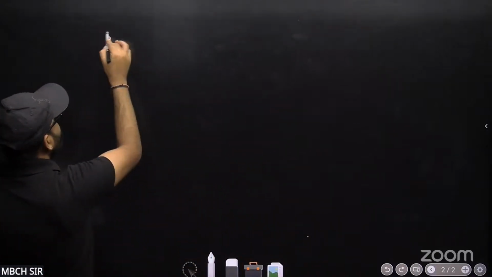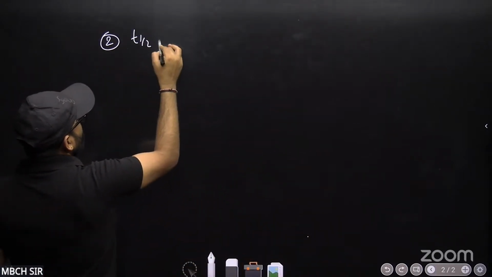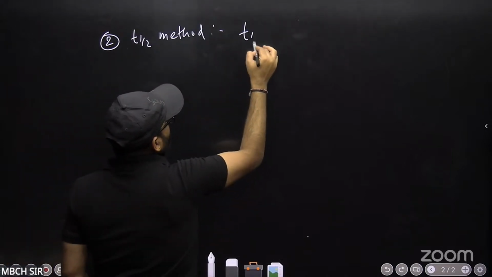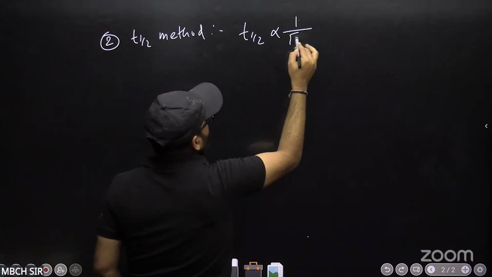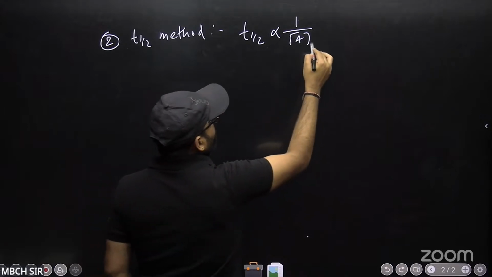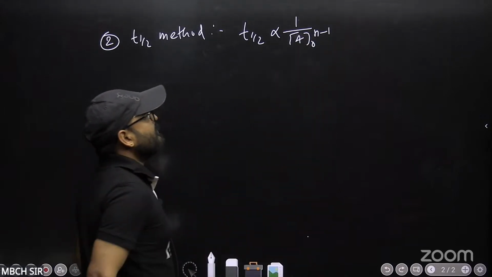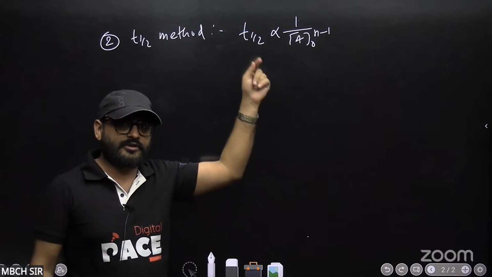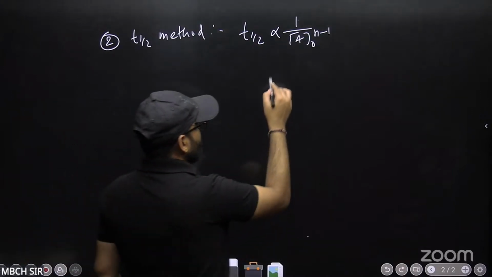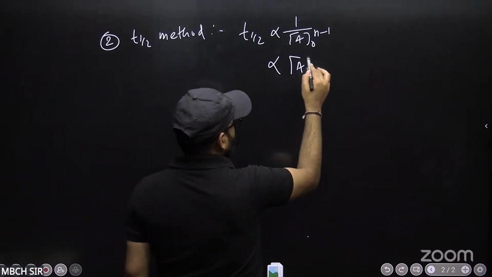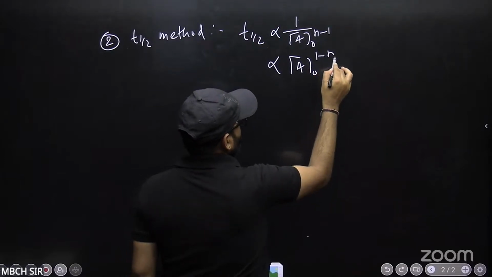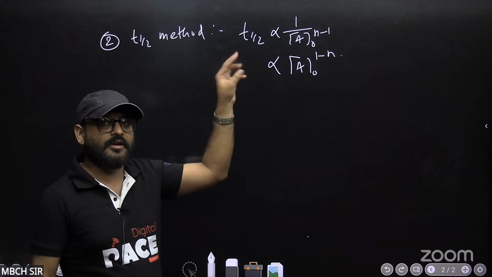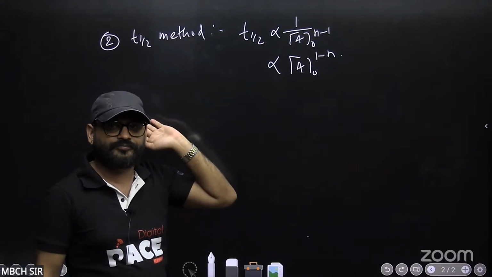The second method is the T half method. As you know, for an nth order reaction, T half is inversely proportional to A naught raised to power n minus 1. You can write this as A naught raised to power 1 minus n. We have done this in the last lecture.